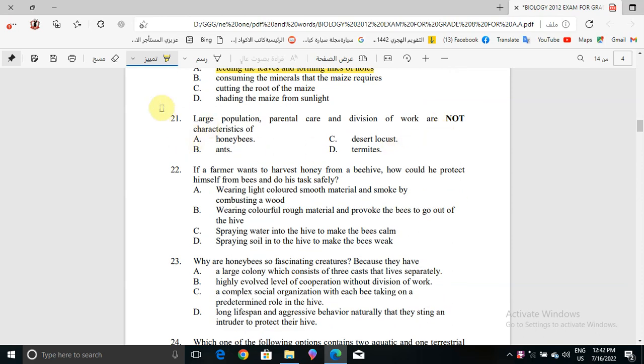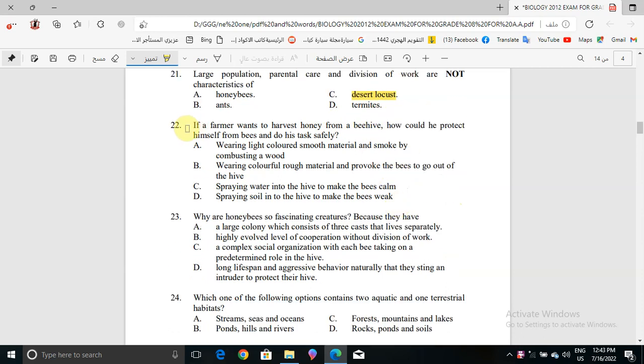Okay, now question number 21. Large population, parental care, and division of work are not characteristics of what? Honeybees, ants, desert locusts, or termites? The answer will be desert locusts, because large population, parental care, and division of work are not characteristics of them.